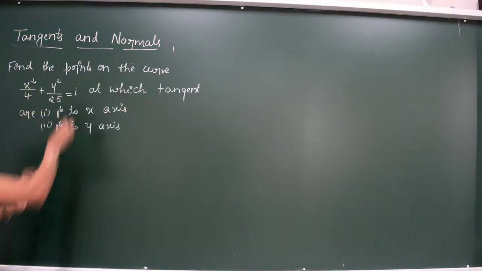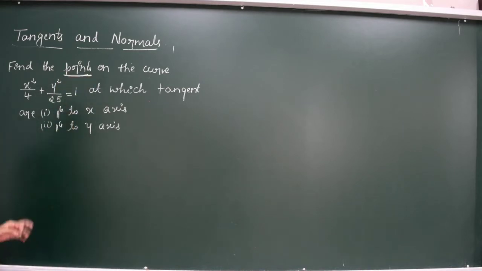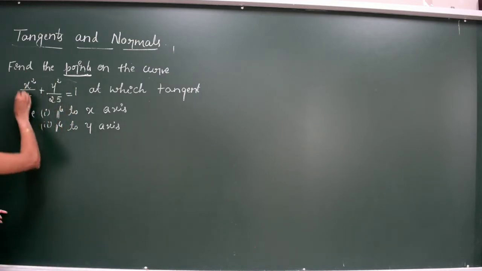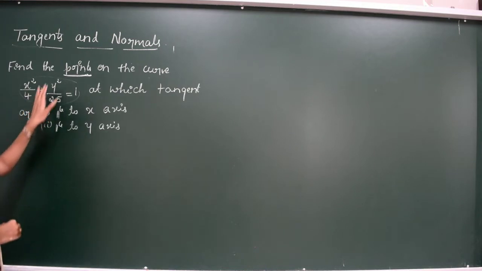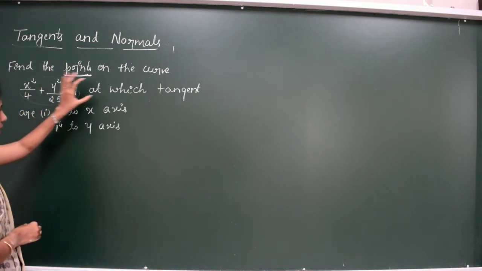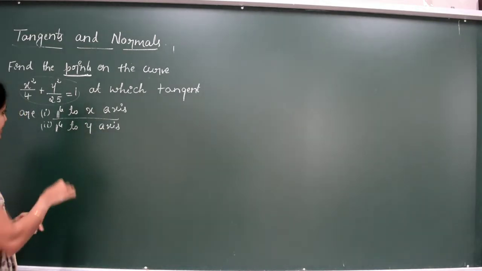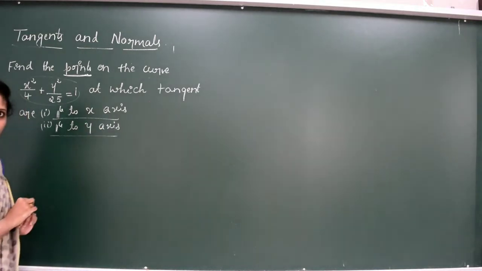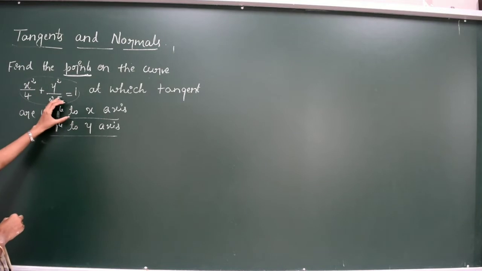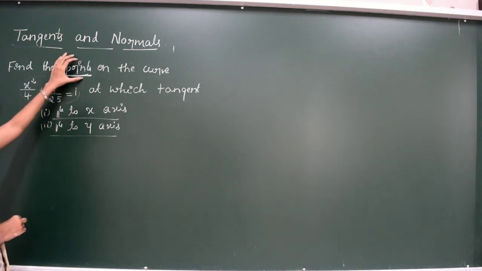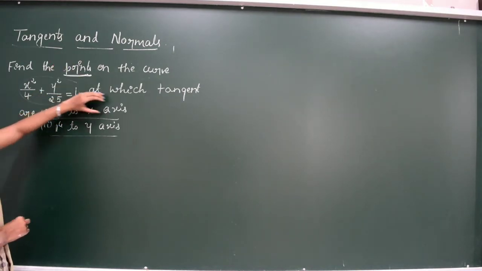Find the points. You have to find the points on the curve. Points on the curve x square by 4 plus y square by 25 is equal to 1. Which curve it is? It is an ellipse, right? X square by 4 plus y square by 25 is equal to 1, at which the tangent is parallel to x axis, another tangent is parallel to y axis. First you have to find the points, right? And it is given that parallel to x axis.